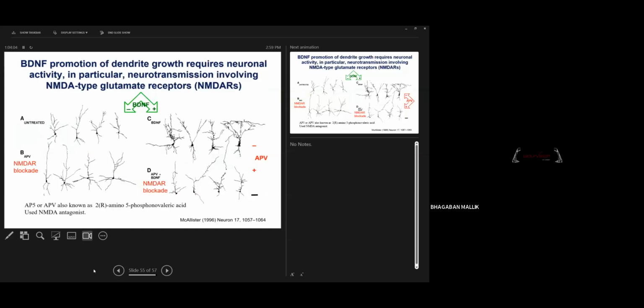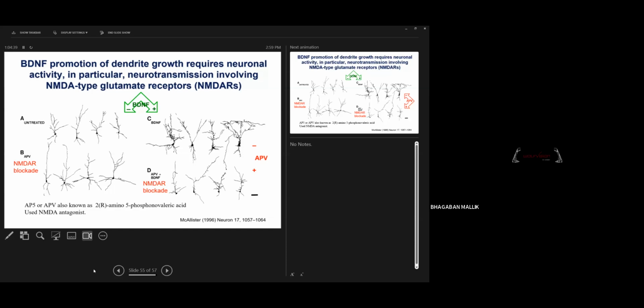Okay. So then the last slide, I'm talking about basically how BDNF promotes dendrite growth in association with NMDA type glutamate receptor. Basically, you have activation of the NMDA type glutamate receptor when the BDNF binds. Then you have neuronal growth. So here, this is the control untreated. You have growth of the neurites, less growth of the neurites.